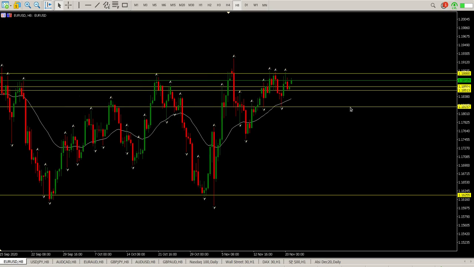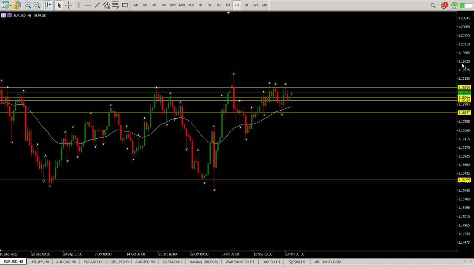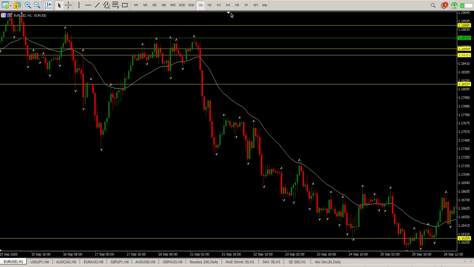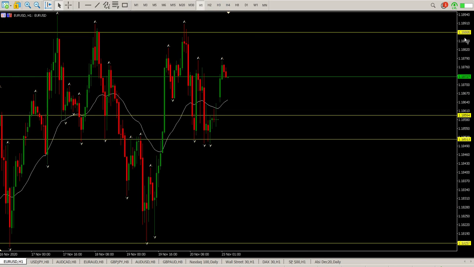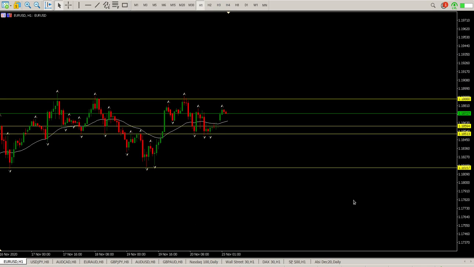So starting off with Euro USD, you can see we still got our key levels drawn in from Friday, and we haven't really made much progress. We're just basically swinging up and down between the two levels, and that is pretty much an indication of the indecision that's going on in the market at the moment.